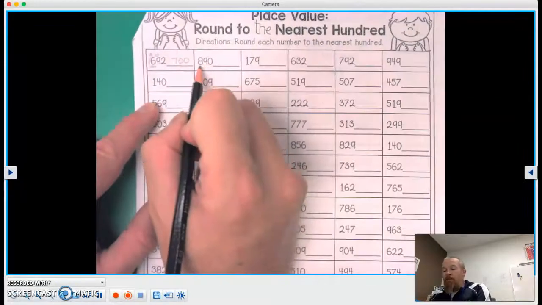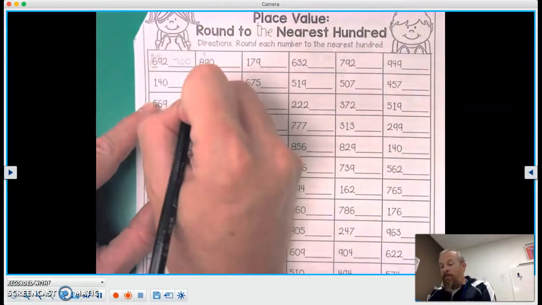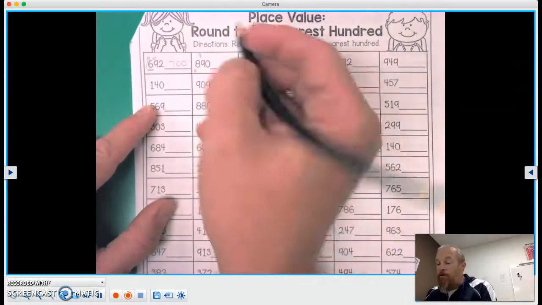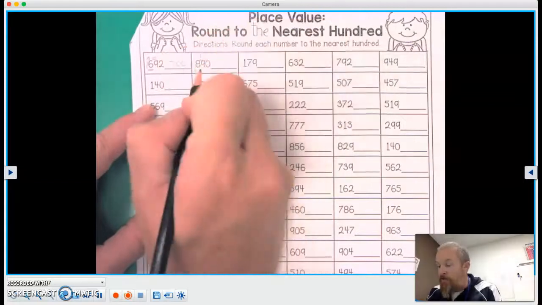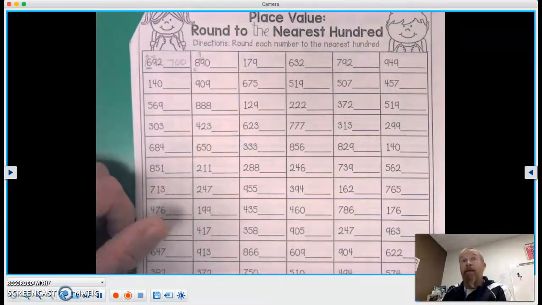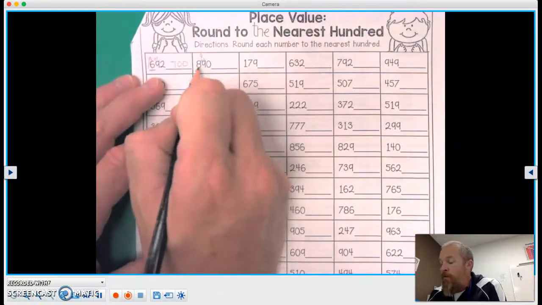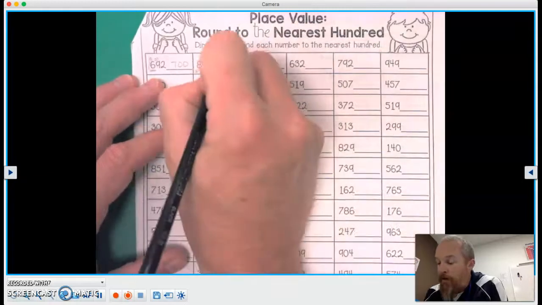So let's do the 8. So we locate the 8. It's either going to be up to a 9 or down to the 8. Okay? We're going to draw our little eyeballs to look next door here at the 9. And again, that is 5 or more, raise the score. Okay? So with that, we're going to go up to the 900.